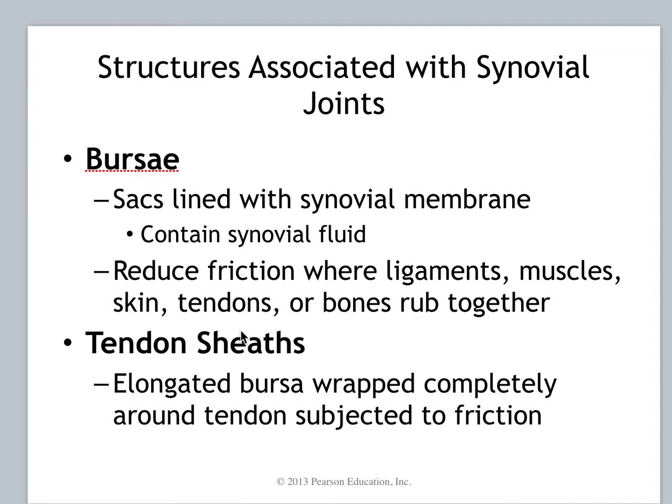Now, similar to the synovial fluid in the joint, there are bursae and tendon sheaths. A bursa is a sac filled with synovial fluid that is placed in an area where ligaments, muscles, tendons, and bones rub together. It acts as a lubricant where there are moving parts. It makes those parts move smoothly with less friction. A tendon sheath is an elongated bursa wrapped around a tendon that lets the tendon move back and forth without much friction.